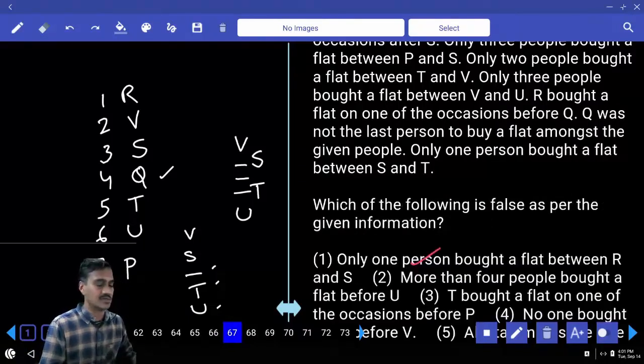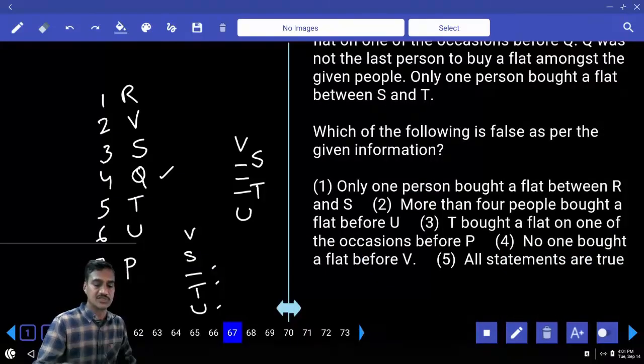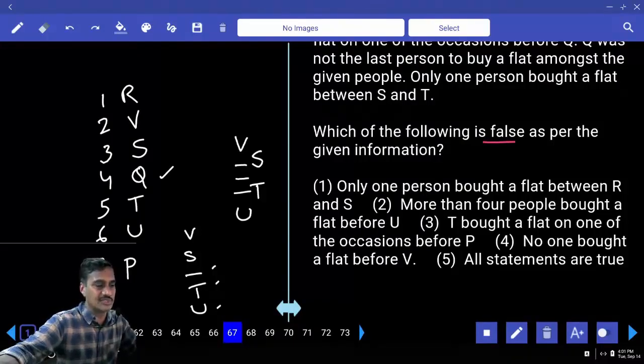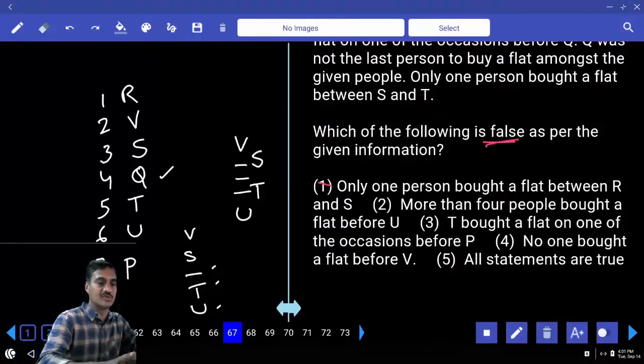Then 67, which of the following is false? Underline this word false. The question is not about true. And only one person bought a flat between R and S. Between R and S there is one person. Definitely true or not? It is true. But when the question is about false, it cannot be your answer.